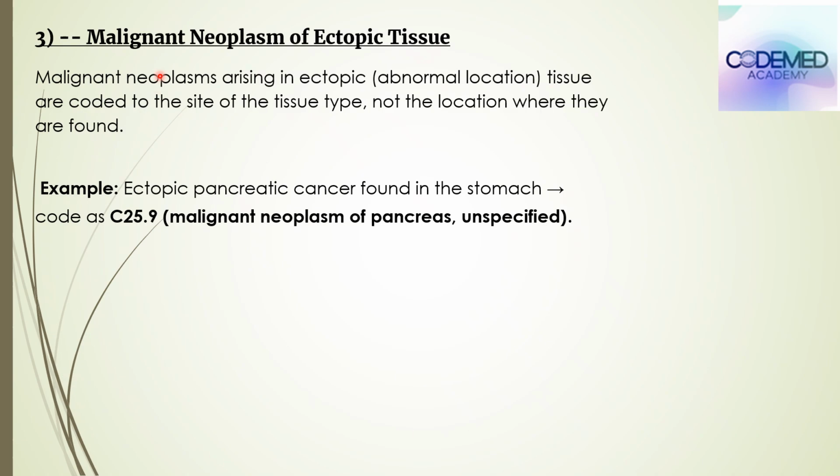The next guideline is malignant neoplasm of ectopic tissue. Malignant neoplasms arising in ectopic tissue are coded to the site of the tissue origin or the tissue type, not the location where they are found. So let us take one example for you to understand. Ectopic pancreatic cancer found in the stomach. In this case, we are going to code C25.9 because it is the pancreatic cancer.